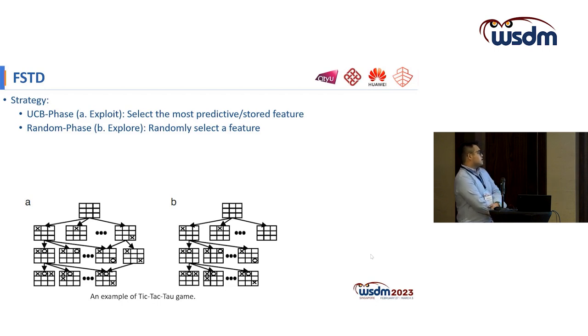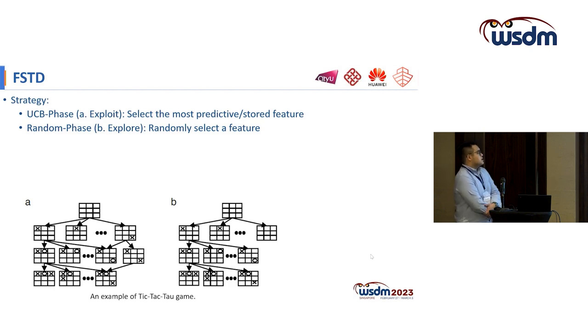As you can see in figure A, we record all states we have seen and we could make. We could know which decision is the best, and we will select it. Or we have seen these states several times, and we usually adopt a strategy, then we will use this strategy. So it is used for most predictive features or stored features.